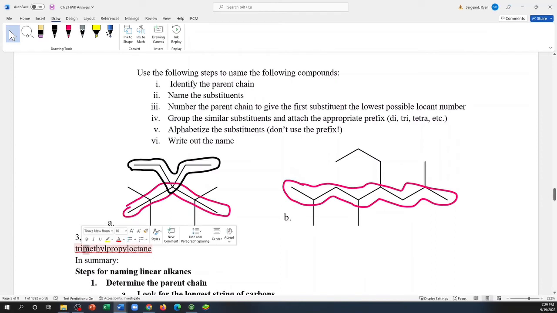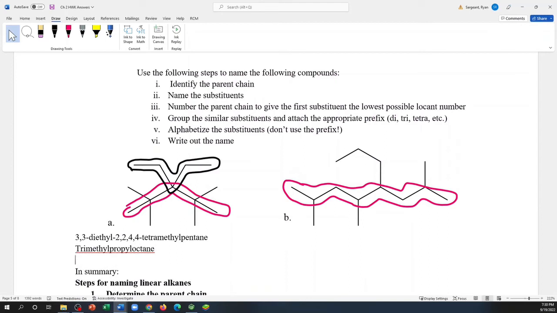So the M comes before the P. I was actually intending to do that incorrectly, and then I forgot, and then I would switch it. But now they're in a correct alphabetic order. So this is the correct way to do it. Numbering this, if I start on the left-hand side, then my first locant is at the number 2 position. If I start on the right-hand side, then my first locant is also at the number 2 position. So this problem introduces another level of complexity.